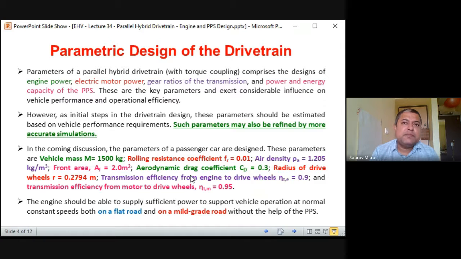Mild grade road means the hill climbing is not very steep. It is very mild hill climbing. That's 5% and all. So I told you what is meant by 30% hill climbing.